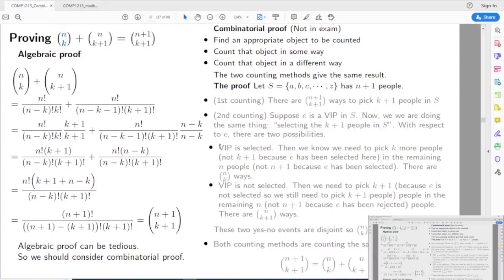So this is the case where the VIP is selected. This thing drops 1 because the VIP is selected. This thing also drops 1 because the VIP is selected. So that's why you have this. Then what's the second case? The VIP is not selected. So how many people do I need to select? This. But how many people among the S can I select, because I know the VIP is not selected? So of course, now from n plus 1, I reduce to n. So this is the second case.